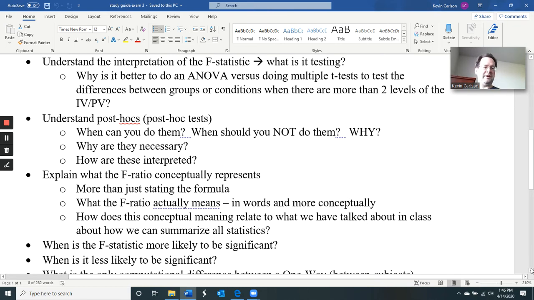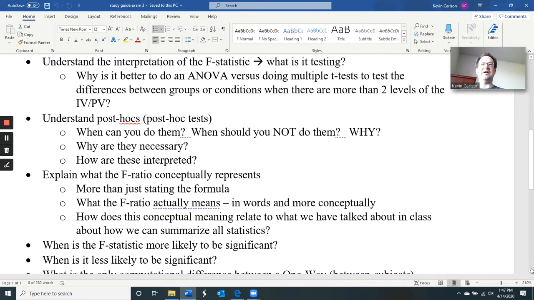Okay, the next point on the study guide is understand the interpretation of the F statistic. What is it testing? So remember, the F is an overall test. Let's take our example we've always been using, red, green, blue. It's not testing whether one color is greater than another color in terms of attraction. All it's simply doing is testing, is there some difference there? Is there some difference between those groups?